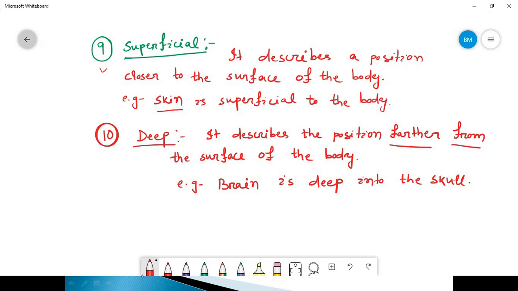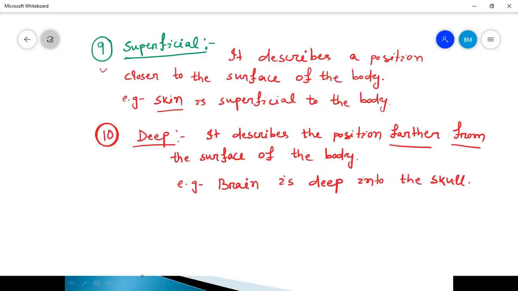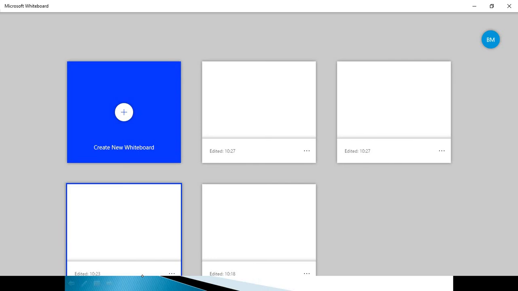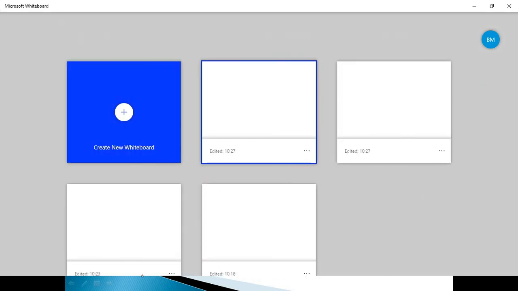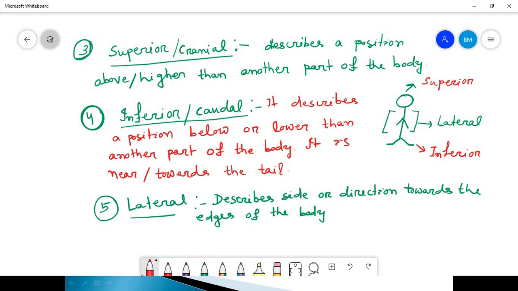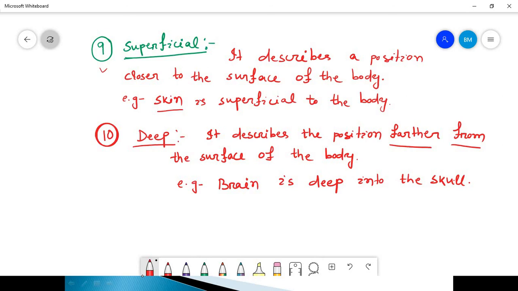These are the 10 terminologies. The first one is anterior or ventral, the second one is posterior or dorsal, the third one is superior or cranial, the fourth one is inferior or caudal, the fifth one is lateral, the sixth one is medial, the seventh one is proximal, the eighth one is distal, the ninth one is superficial, and the tenth one is deep.